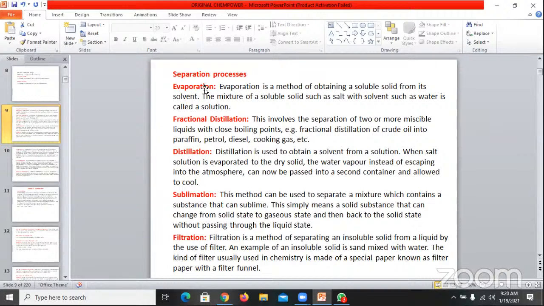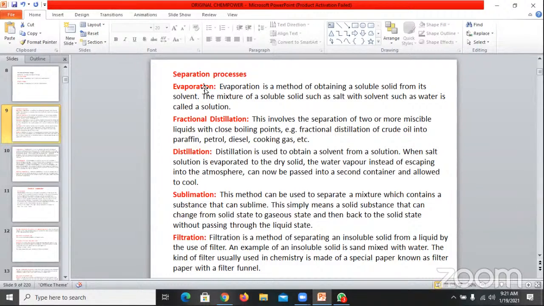Are we clear on this? Can I move forward? I actually wanted us to move faster so that we can check our past questions. Yes. Okay. So let me move forward.